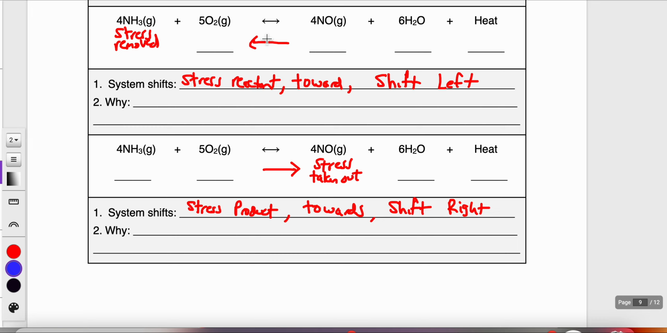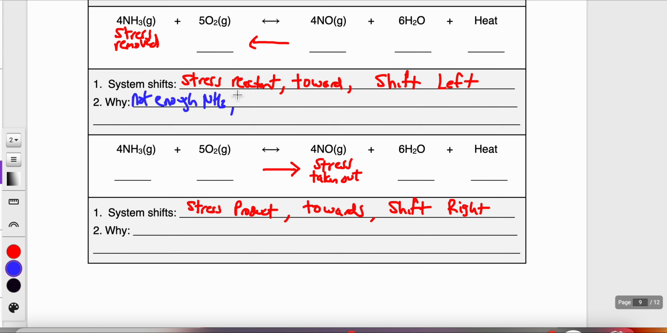This page deals with a stress of concentration. So when we take a look at example number 3, our stress is the NH3, it's been removed, and we identified the system shifts to the left. Now why? Now there's not enough NH3.